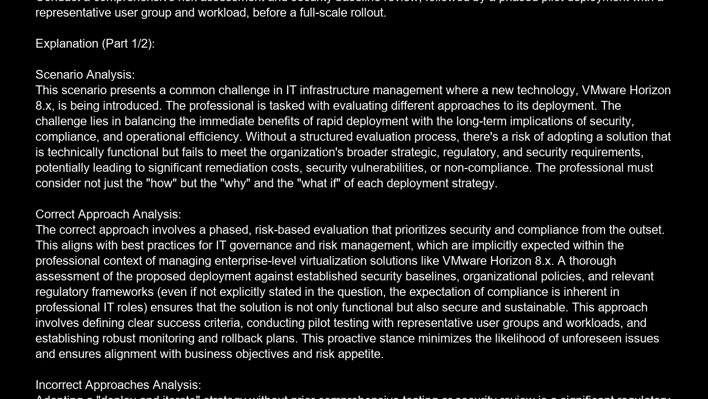This approach involves defining clear success criteria, conducting pilot testing with representative user groups and workloads, and establishing robust monitoring and rollback plans. This proactive stance minimizes the likelihood of unforeseen issues and ensures alignment with business objectives and risk appetite.